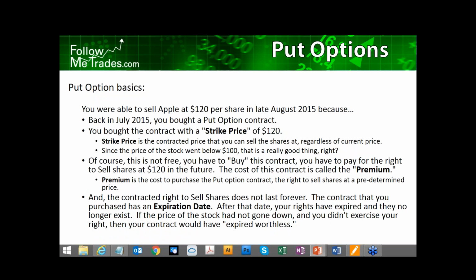Awesome. And it's the same thing. I won't go through the whole line here, but you bought a put contract, and you had the contracted right to sell Apple shares at $120. You can exercise that, and the writer of the contract has to buy them from you at $120, even though it's sitting down there at 95. How cool is that? So again, it has an expiration date. That does not last forever. It expires, and if the stock didn't go the way you wanted, or if you haven't exercised it, it will expire worthless.